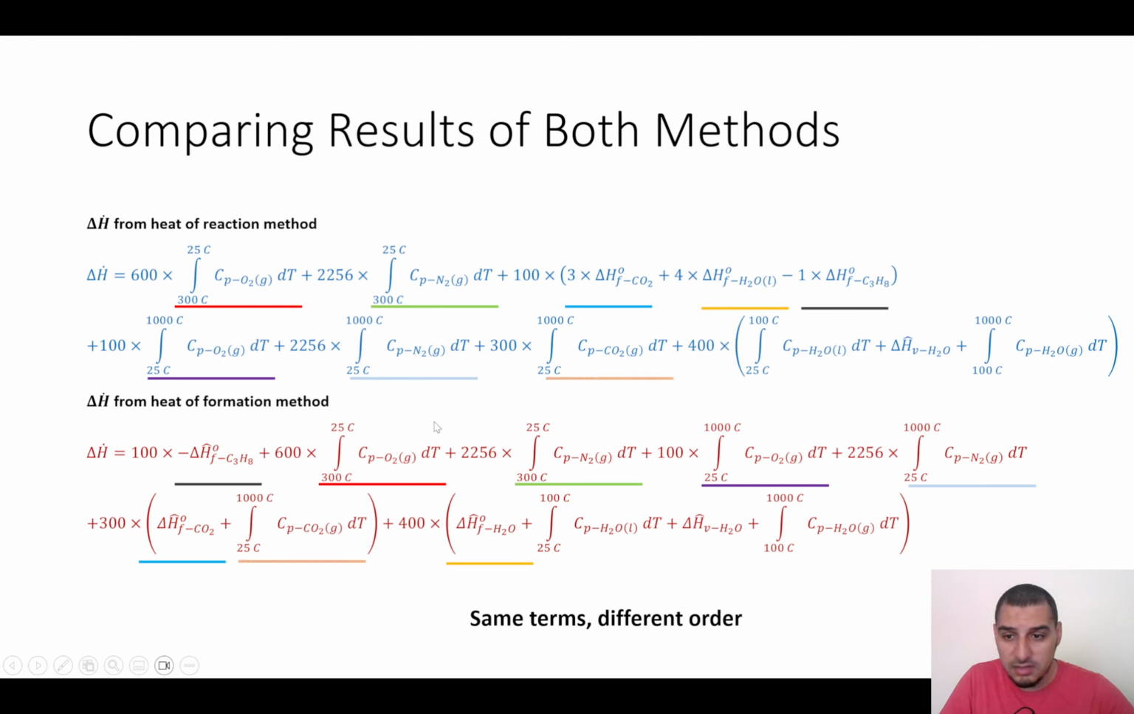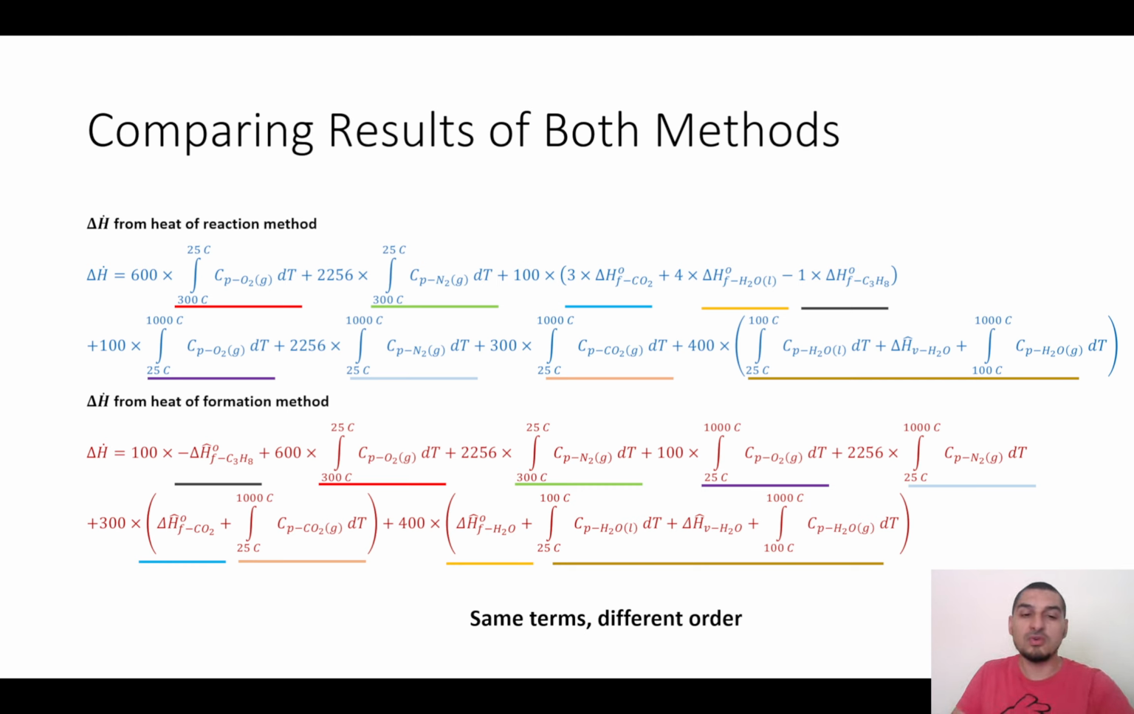We have here 300 multiplied by the Cp of oxygen from 25 to 1000, and 400 multiplied by these three terms, which are the same three terms. So if you look at the two equations, or the two sets of calculations, they're exactly the same but arranged in a different way. So whether you go for this method or you go for this method, you are going to put the same calculations. No matter which method you are using, it's just how you arrange your terms in the equation. So now comes the question, which one should I go for?